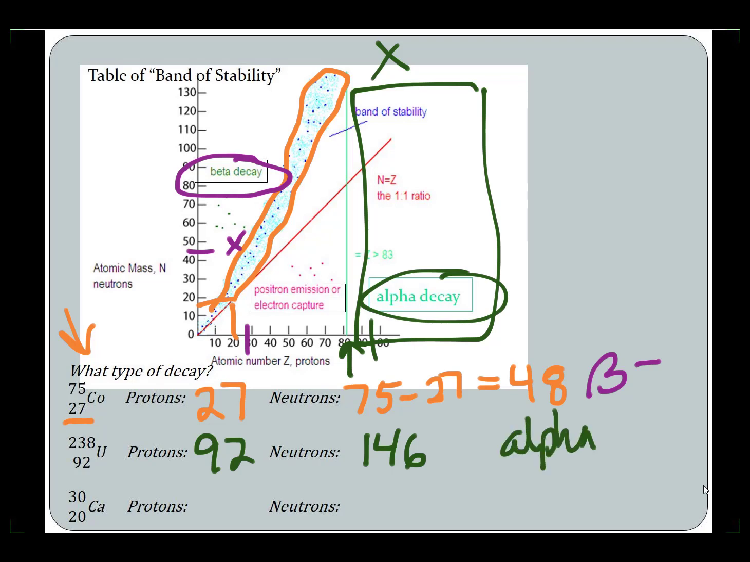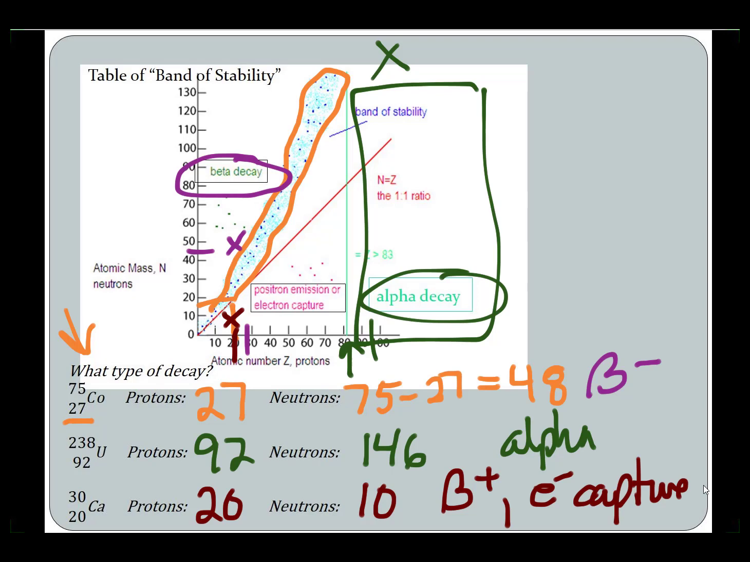And our last example here, I have calcium-30 with 20 protons, and when I subtract, I have 10 neutrons. So I'm going to find the 20 and the 10, so I'm right here. This is just below the band of stability, and so I'm going to have positron emission or beta plus or electron capture. We can sketch out some equations.